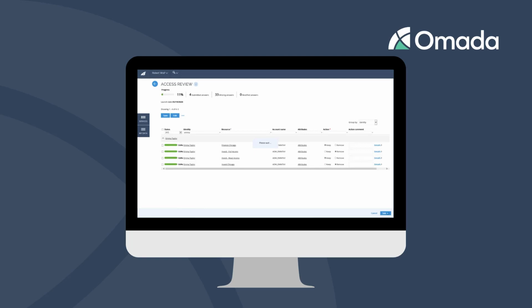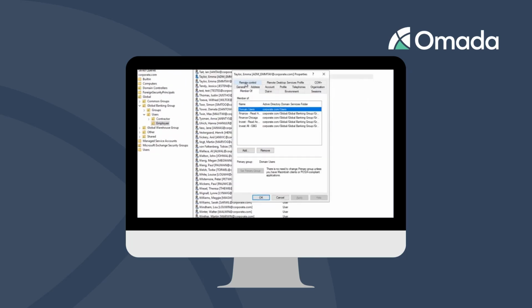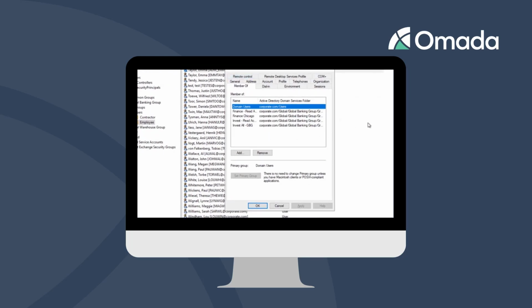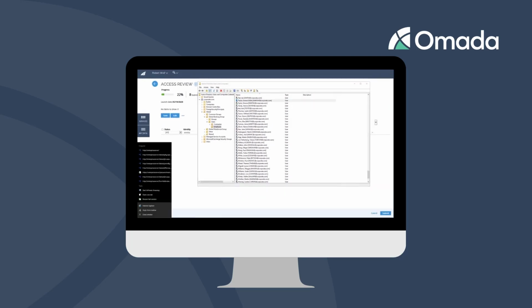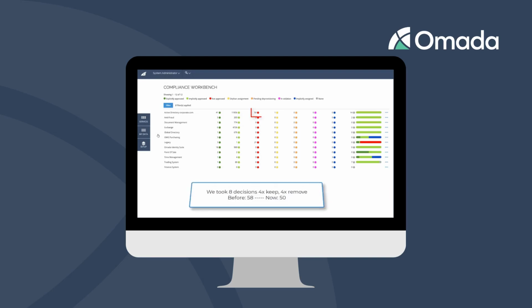The decisions that are taken by the manager or the resource owner are then directly performed in the target system, which means we are going to enforce the deprovisioning and tolerate the post-creation approval. We can see that some group memberships have been removed and that some of them remain based on the manager's decision. In the Compliance Workbench, we can see that the number of not approved assignments has been reduced in alignment with the recertification results.